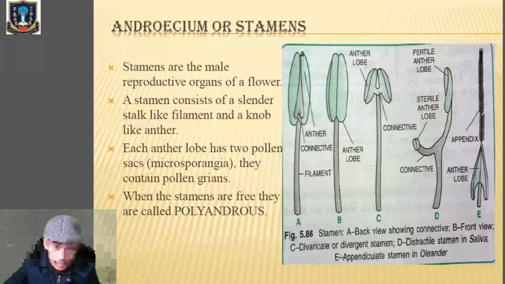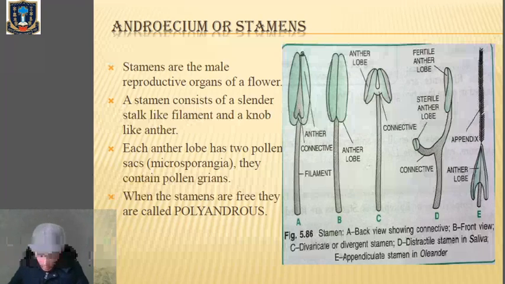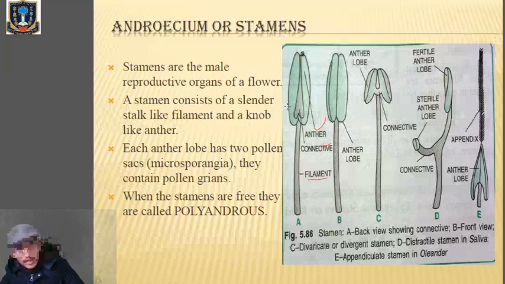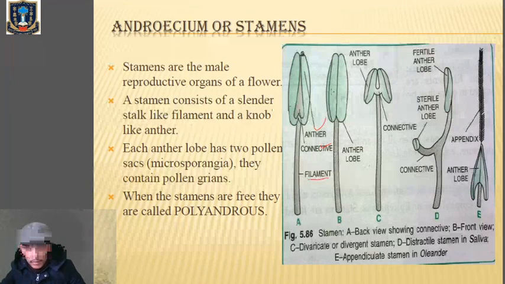Androecium or the stamens, which are the male reproductive organ of flower. And we know that it mainly consists of a slender stalk called the filament, and it's composed of anther and the connective. Each anther has got two pollen sacs. When you look into the structure of the anther, we will find the presence of pollen sacs, which are also called the microsporangia. So this part is the anther part.